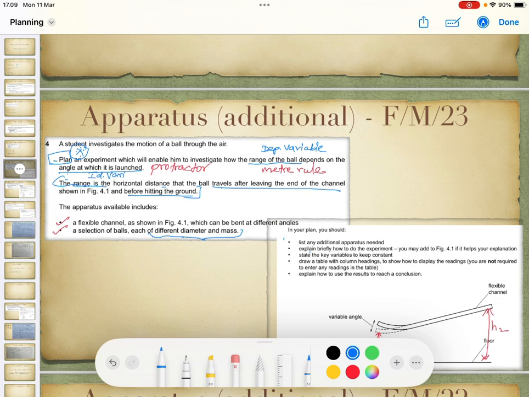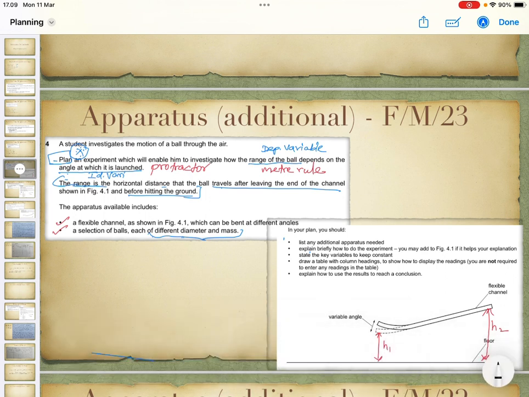Okay, now what are the additional apparatus required according to the question now? So apparatus additionally required by us to perform the experiment are: number 1, protractor; number 2, meter rule.